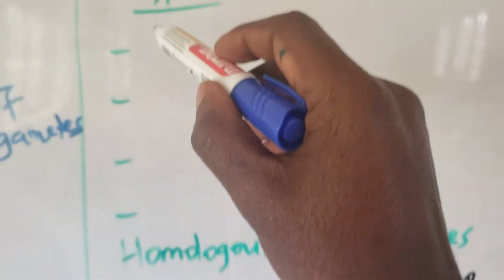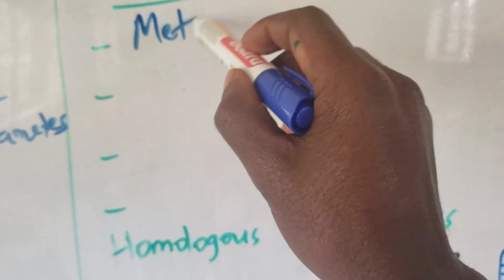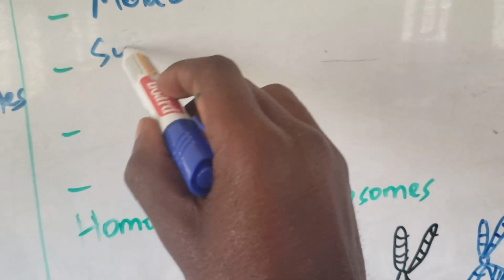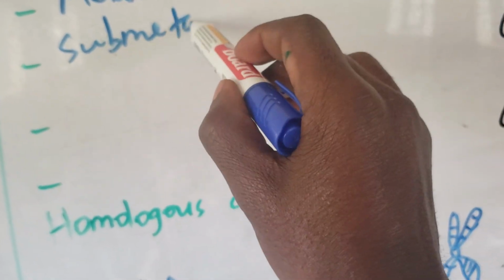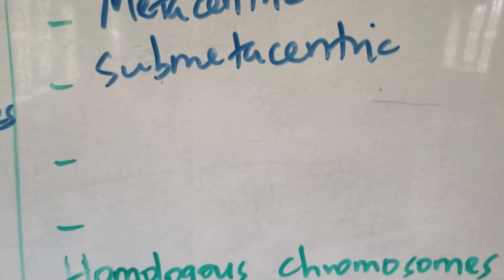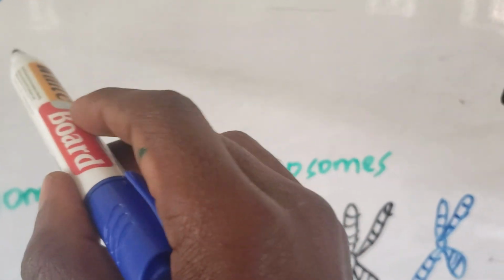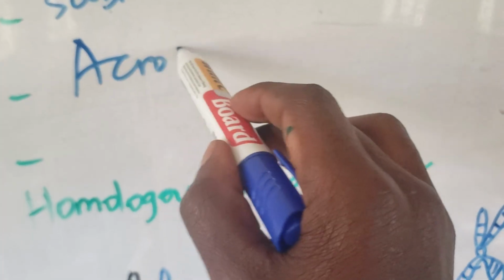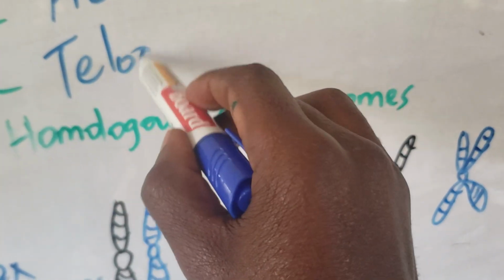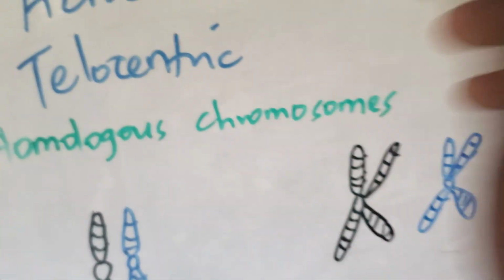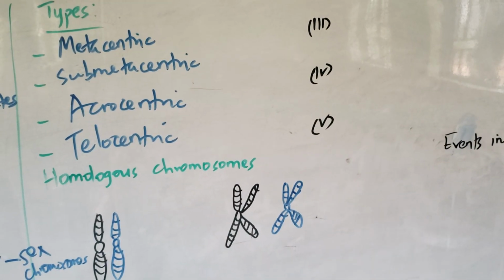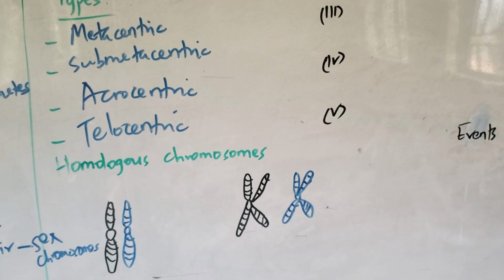The first one is metacentric. We have submetacentric. We have acrocentric, telocentric. You need to know these 4 types of chromosomes.